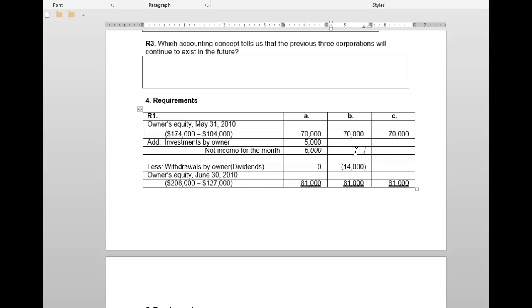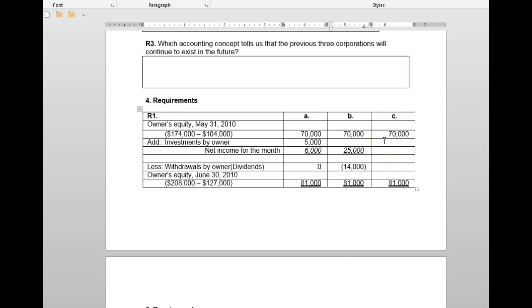So that means our net income was most likely, or is, $25,000. And let's see if that's true. Well, I've got 75,000 plus 25,000, which gives me 95,000, minus 14,000 gives me 81,000. I'm going to let you do the next one.